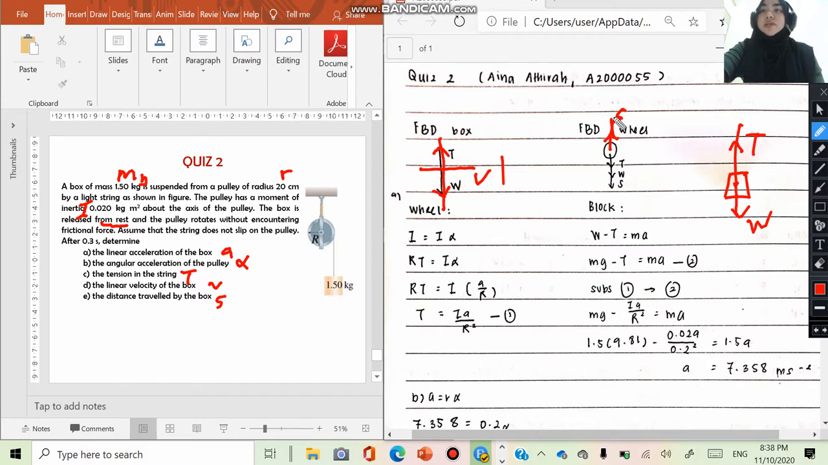Ini kedudukan S dia lah. The force exerted on the pulley which is denoted by this one. Okay. So ada macam reaction force on the pulley because of this yang hang dekat sini. Okay. So yang salah dalam kes ini, Aina buat salah S je lah. Okay. So S patutnya ke atas. Okay. So T and W akan pergi ke bawah.